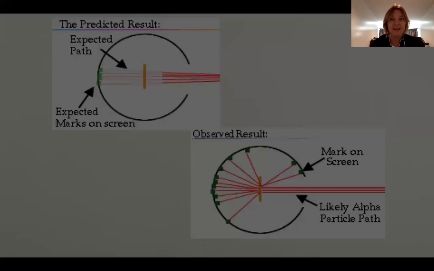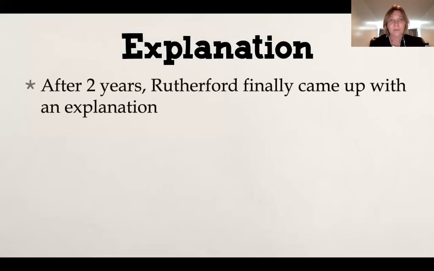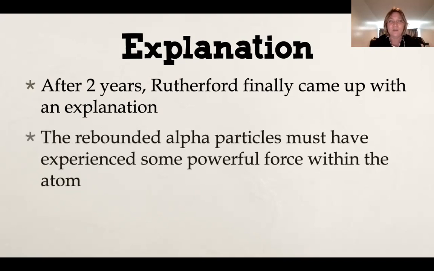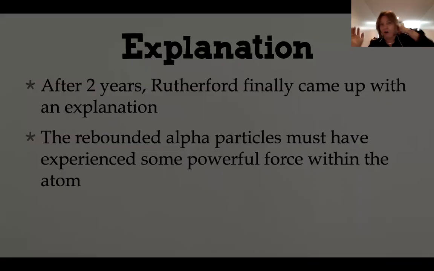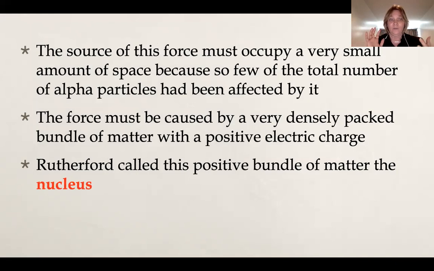So how do we explain these results? Rutherford thought about this for 2 years. Can you imagine doing an experiment and not having an explanation for these crazy results you got for 2 years? I think nowadays most people would just give up. They're like, I don't know. But he finally came up with an explanation. The rebounded alpha particles must have experienced some powerful force within the atom. He called that the nucleus.